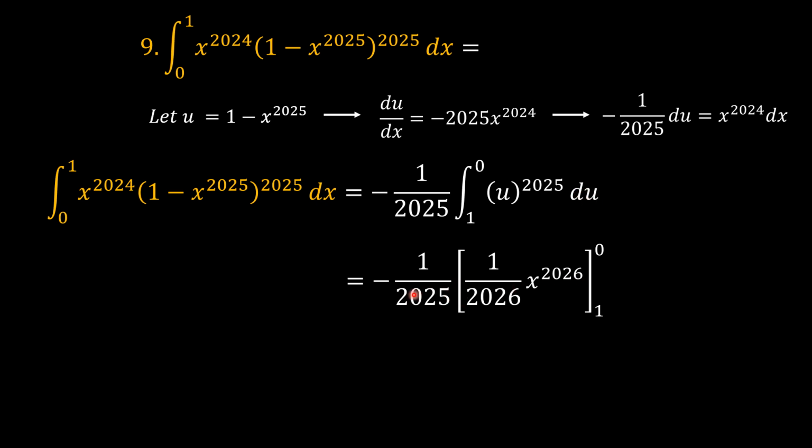So this becomes negative 1 over 2025 of 1 over 2026 times u to the power 2026 with limits 1 and 0. So as you can see, that becomes 1 over 2025 times 2026. And that's the answer that was being looked for.